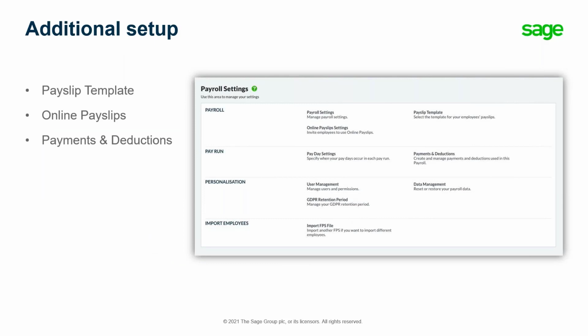And then there are three other setup areas that you might want to explore before your first pay run. Again, we cover these in our Process Your Payroll webinar. One is choosing a payslip template if you are emailing or printing your payslips. Alternatively, setting up online payslips, and there's a great video that takes you through that process linked to in our handout. And also you may want to set up payments and deductions in advance so that they are ready to assign to your employees when you do their first pay run.